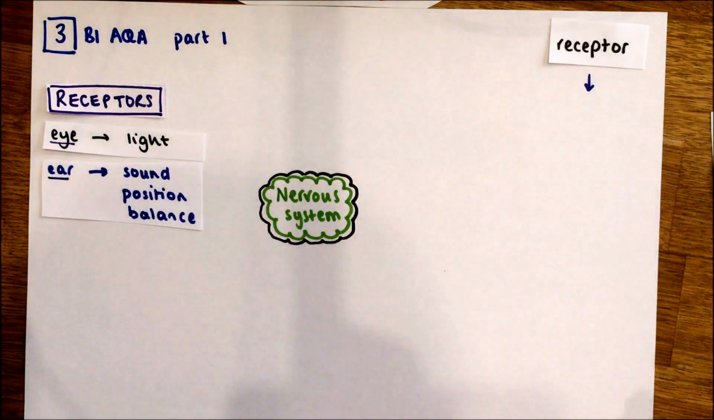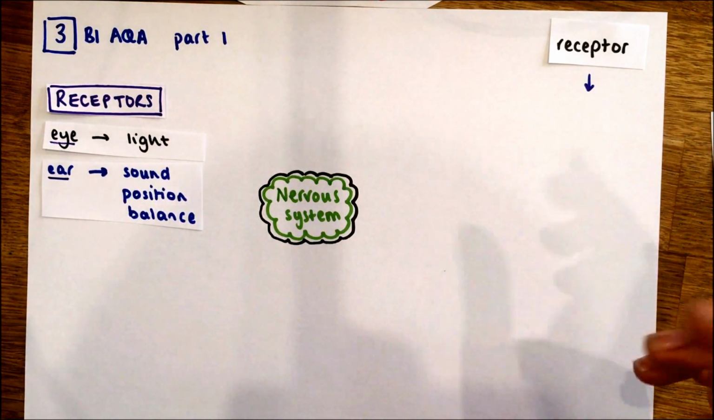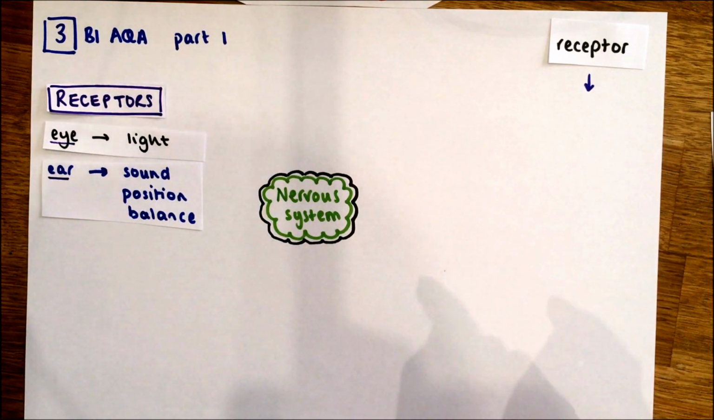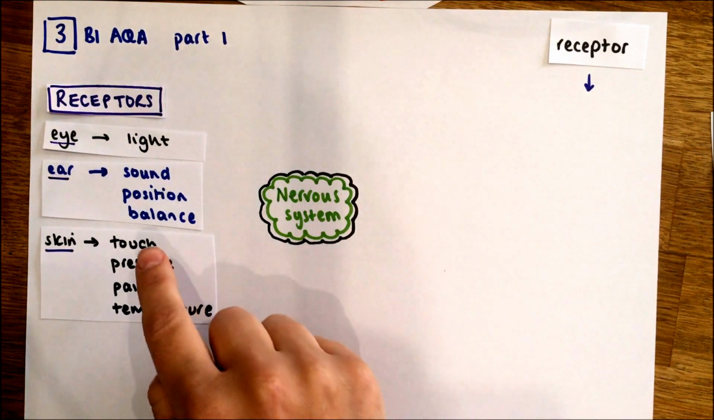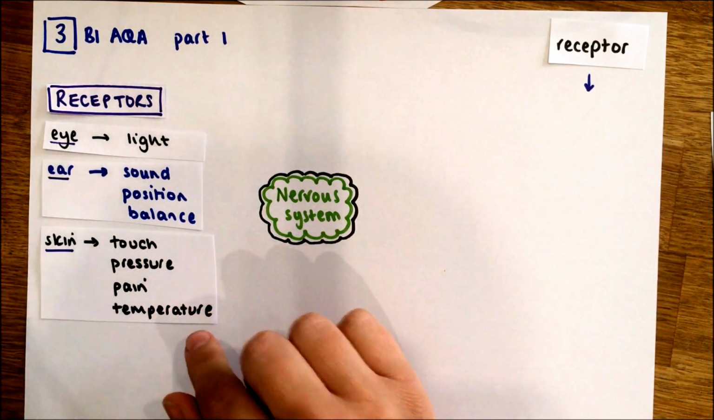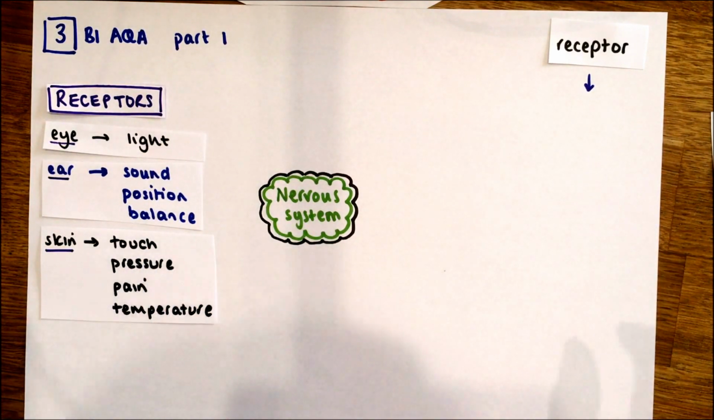Our ears will detect sound, which we know, but they also detect position and balance. So you might know if you have an ear infection, your balance is a bit off, and that's because you've affected that receptor. Okay. Your skin is also another receptor, and that can detect touch, pressure, pain, and temperature. So quite a few examples there.